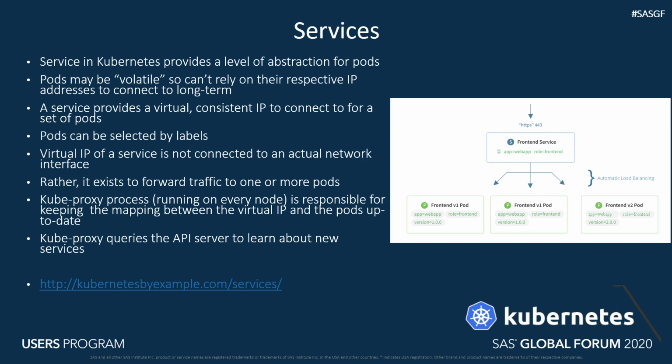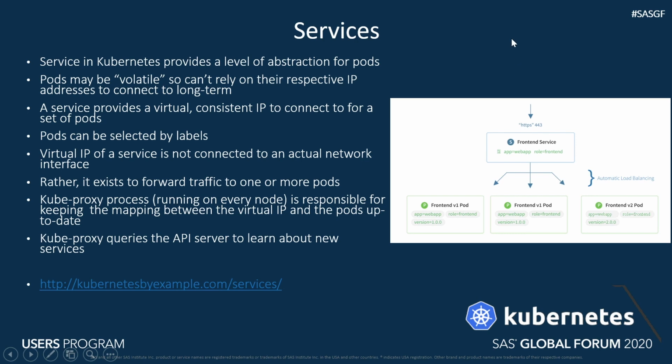So think again of a service as being a kind of front-end abstraction that provides not a real IP, but a virtual IP, and then on the back end decides which pod to talk to. That way, if something goes down, I'm not affected by it. I'm just still talking to the service. It exists to forward traffic to one or more pods. There's a kube-proxy process running on the nodes that helps the service understand which pods it can talk to. Kube-proxy queries the API server to learn about new services.